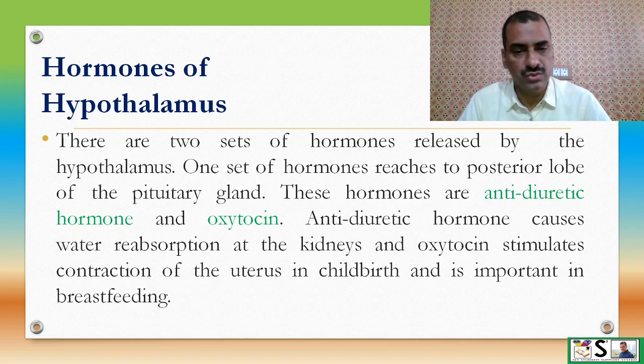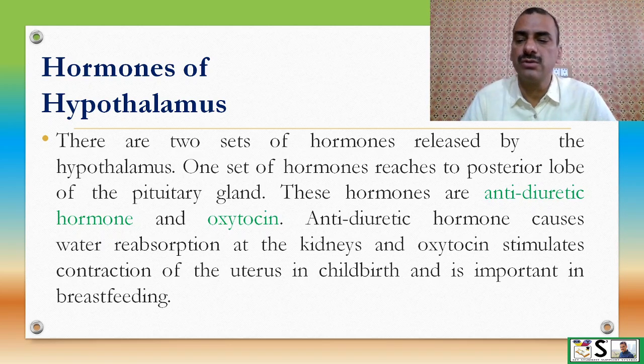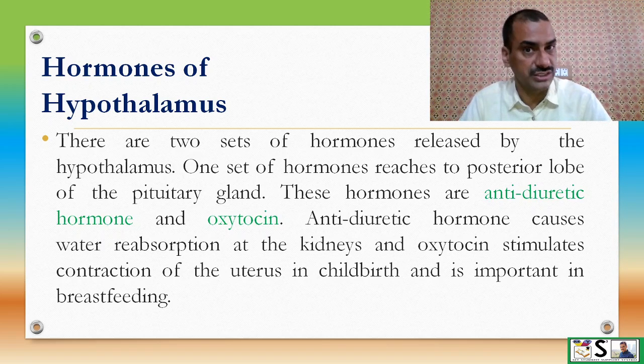The hormones which reach the posterior pituitary gland are antidiuretic hormone and oxytocin. These hormones are produced by the hypothalamus while they are released by the posterior pituitary. Antidiuretic hormone causes water absorption in the kidney, and oxytocin leads to contraction of the uterus during the childbirth process, and it also helps in the breastfeeding process.